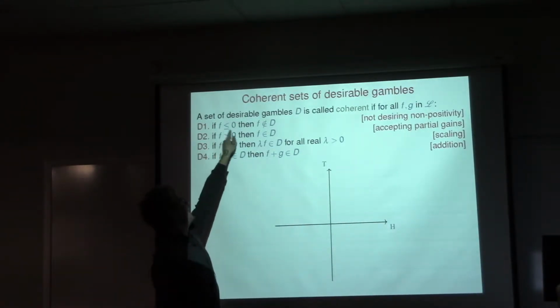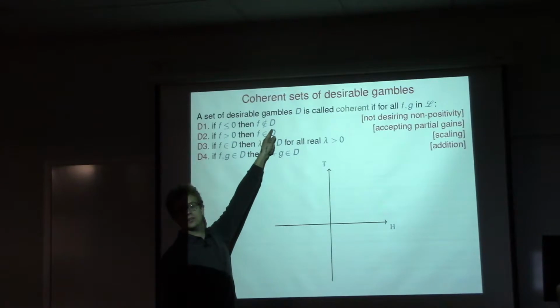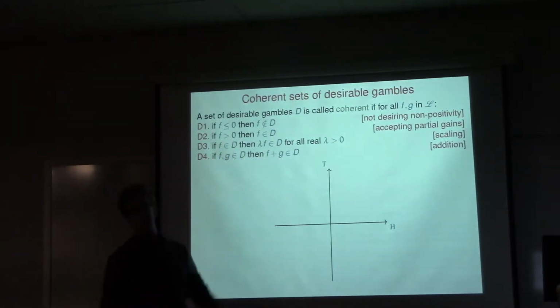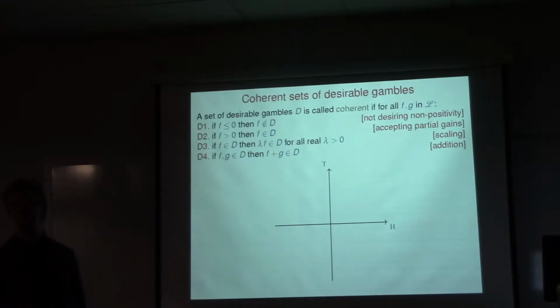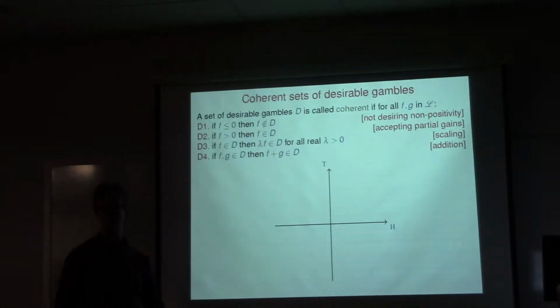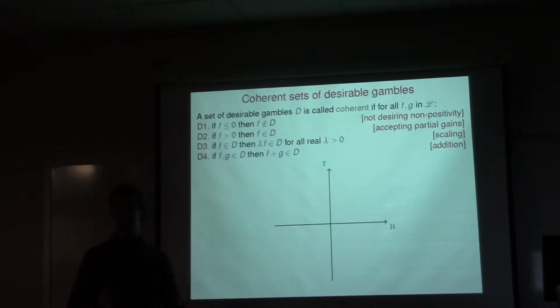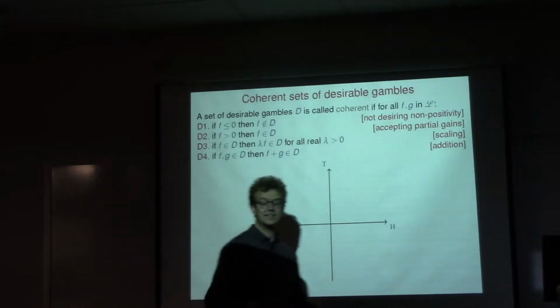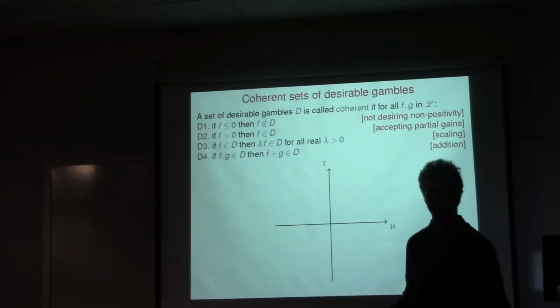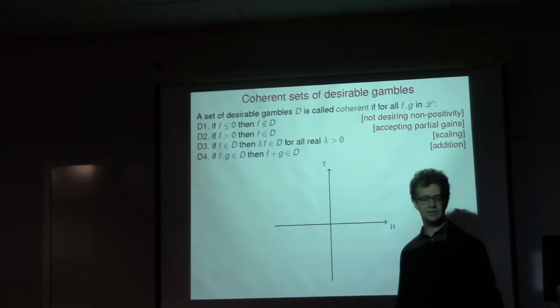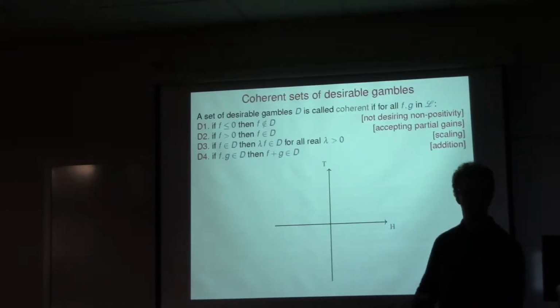D1, if a gamble is negative, then it is not desirable. Now what does it mean? f is non-positive. It means pointwise. It means every outcome, or every component of the vector f, is 0 or less. Well, if that is the case, then in the best case, I do not lose anything, but there are cases in which I might lose something, so this is for sure not strictly preferred to 0.